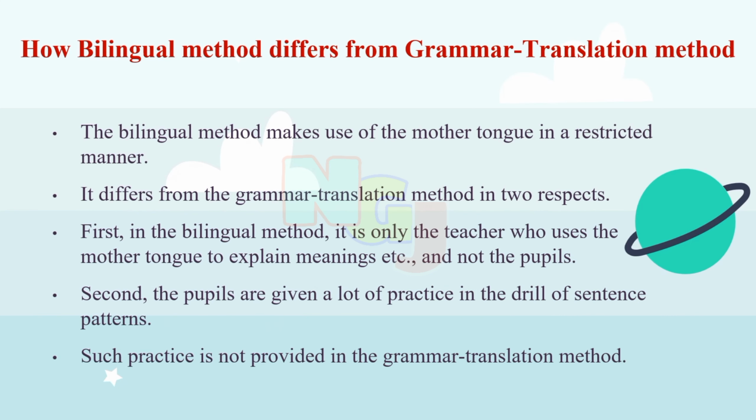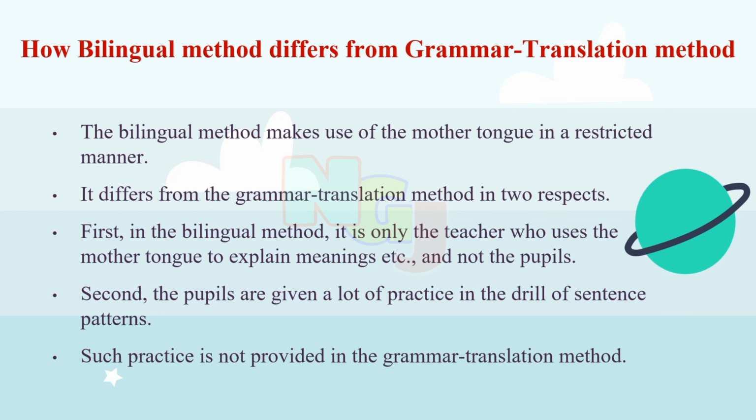How does bilingual method differ from grammar translation method? We saw the two methods, grammar translation method and bilingual method. You must know what is the difference between these two. The bilingual method makes use of the mother tongue in a restricted manner, but grammar translation method does not do so. It differs from grammar translation method in two respects.